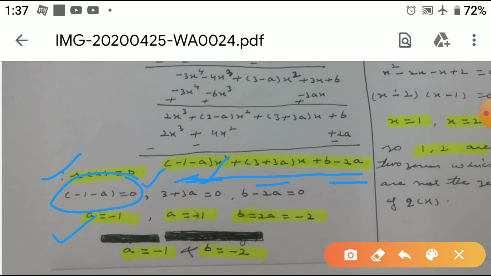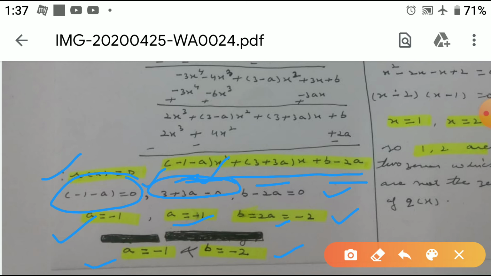Second term, 3 plus 3a bracket close into x, so it's equal to 0. We get a is equal to -1. And last, here b minus 2a is equal to 0, so put the value of a as -1 here, so we get the value of b as -2. So a is -1 and b is -2.